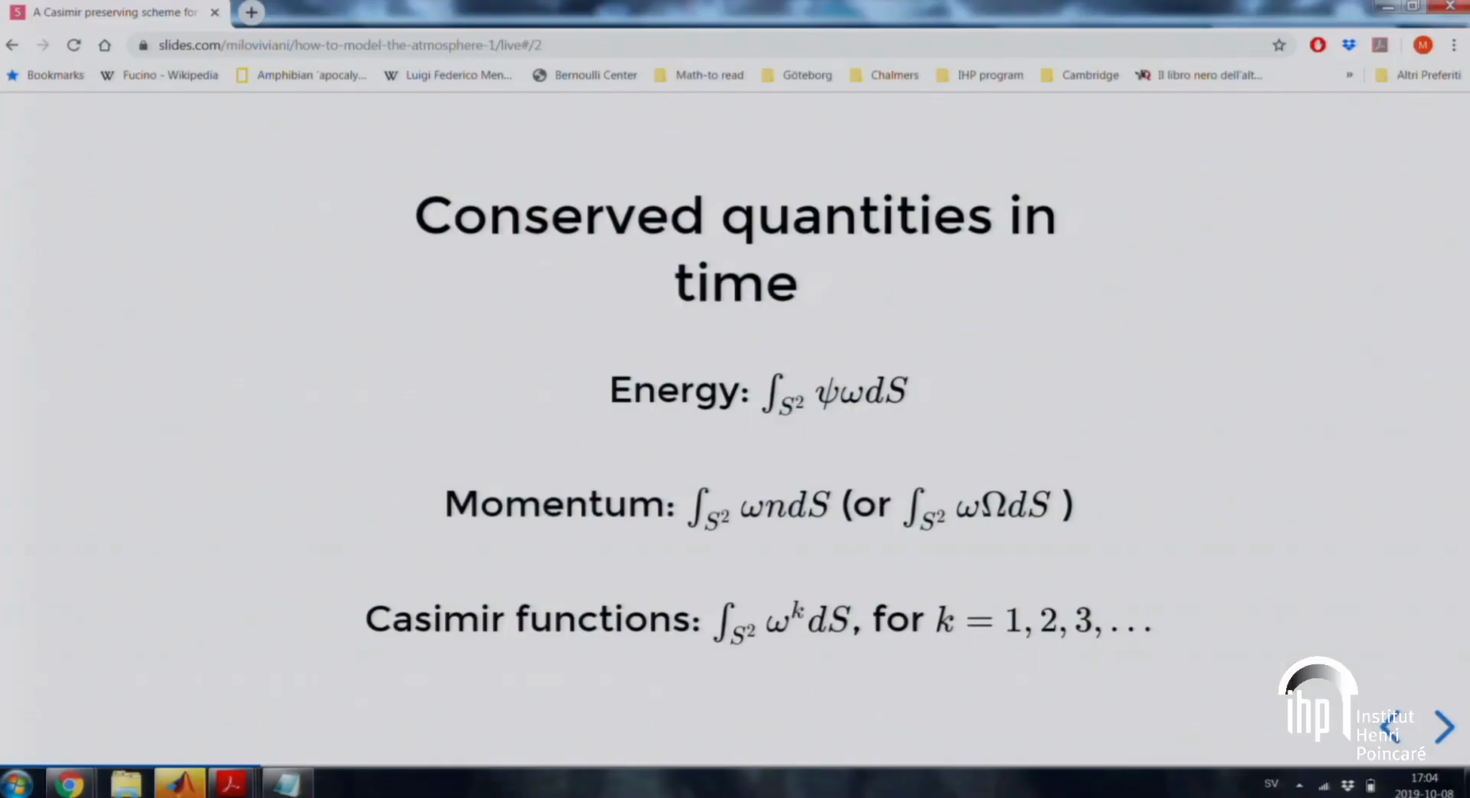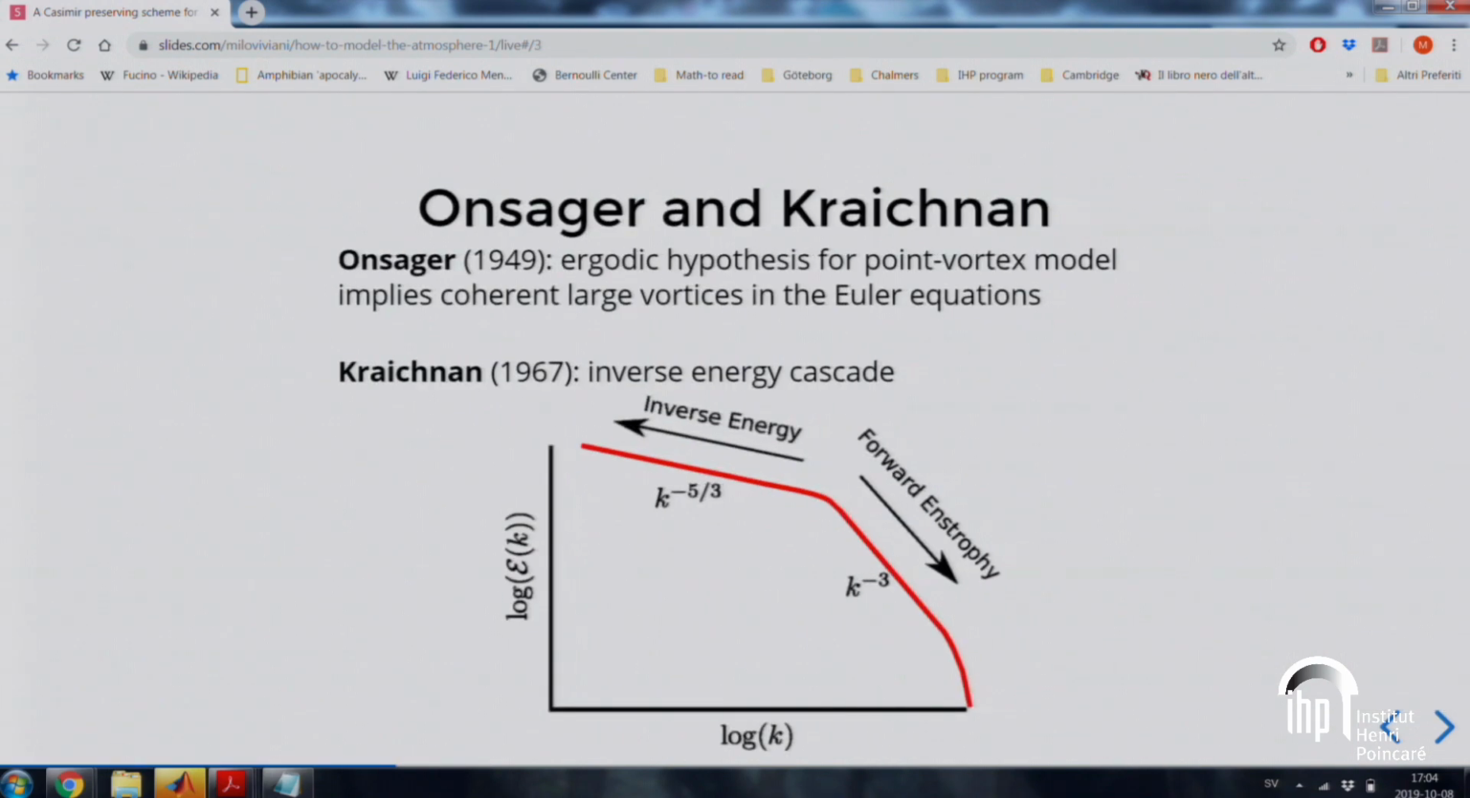of the rotation. And then an infinite number of conserved quantities, which are the Casimir functions, that can be seen as a linear combination of the momenta of the vorticity. So when k is equal to 2, the Casimir is called entropy, and that's one of the main agents in the 2D turbulence.